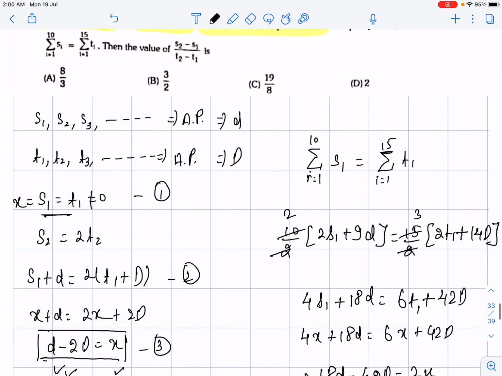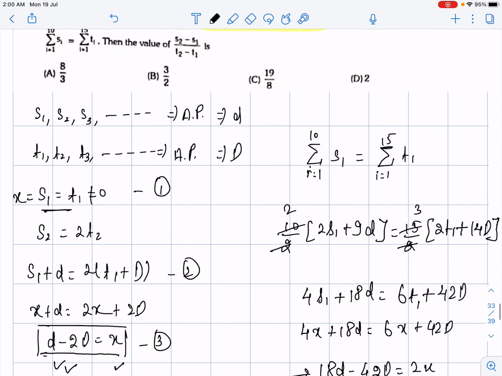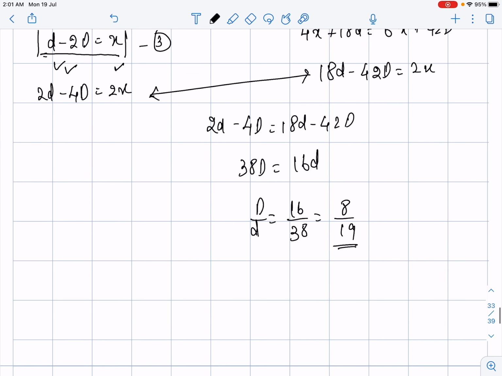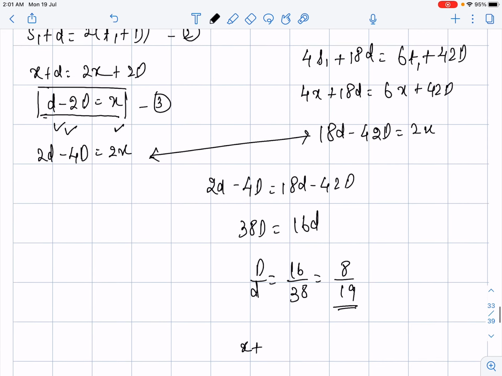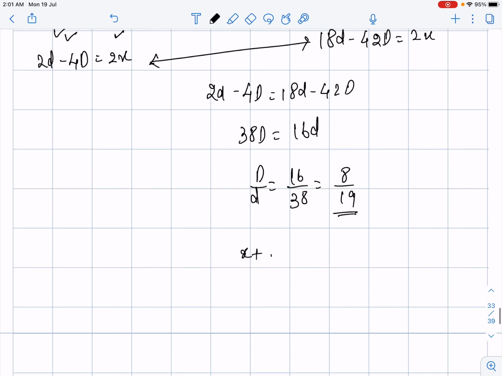Now what was asked in the question? s2 minus s1 upon t2 minus t1. Guys, s2 minus s1 means what? Second term minus first term. Second term is x plus the small d difference, so x plus d minus x, divided by second term minus first term of the second sequence, that is x plus D minus x. So plus x and minus x will be gone, plus x and minus x will be gone. So we have small d upon capital D.